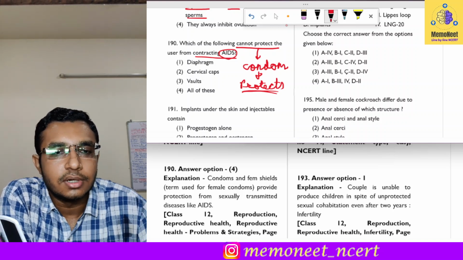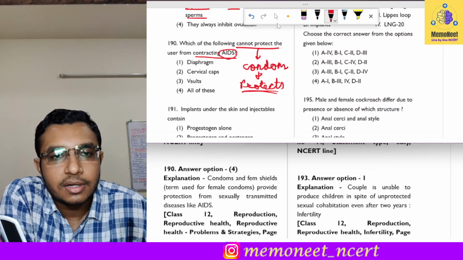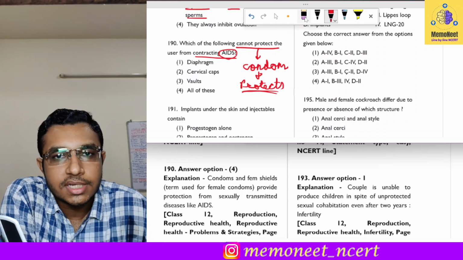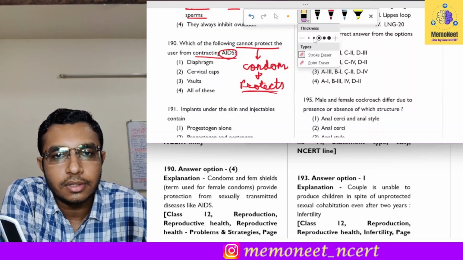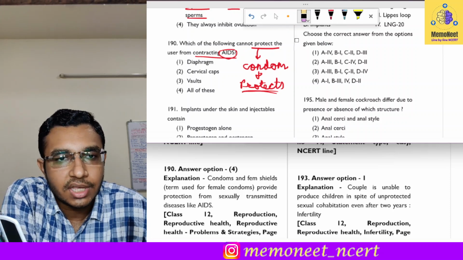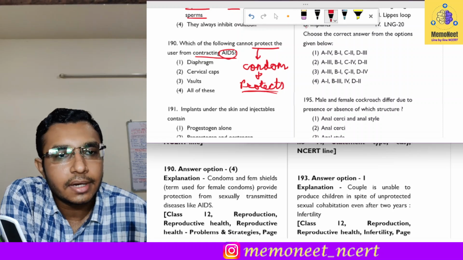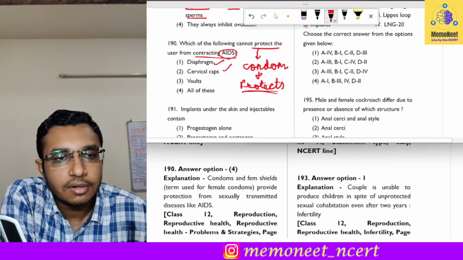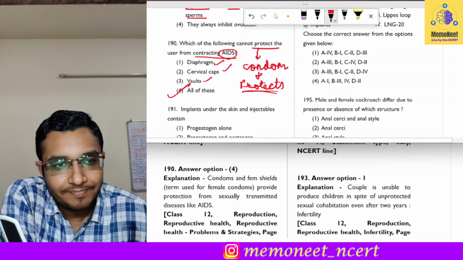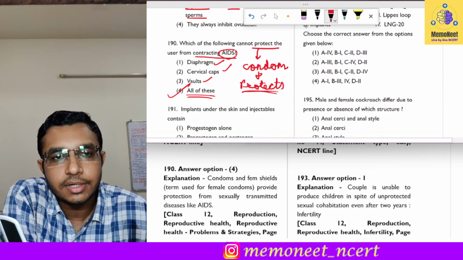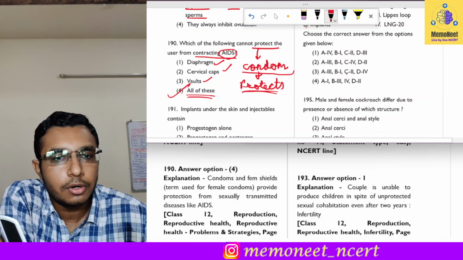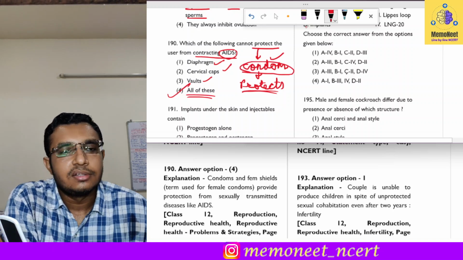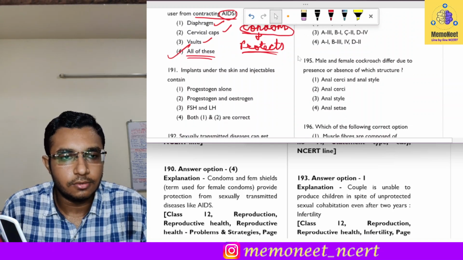Okay, so this will be the condom, but in the question it is asked which contraceptive device cannot protect. Okay, so the contraceptive devices which cannot protect the individual from contracting AIDS are the diaphragm, cervical caps and vaults. Okay, so all of these will not protect the individual from AIDS, but a condom will protect it. Okay, so the correct answer of this question is option 4.